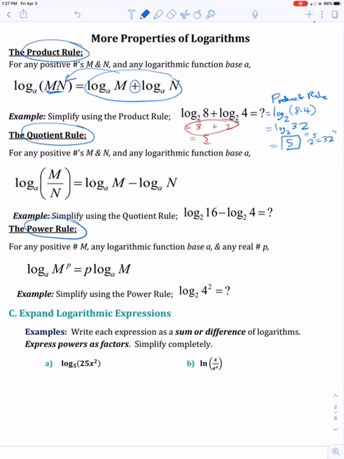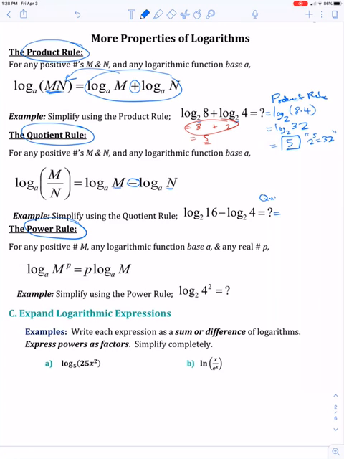All right, now let's look at the quotient rule. Now the quotient rule says we have a fraction like m divided by n that we're taking the log of. Well, we can break that up into a difference of logs. It says log base a of m divided by n is equivalent to log base a of the numerator m minus log base a of the denominator n. So the quotient rule is log of the numerator minus log of the denominator.